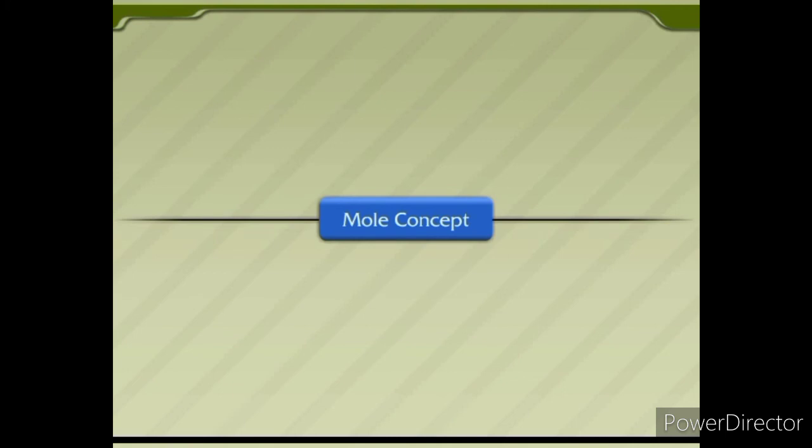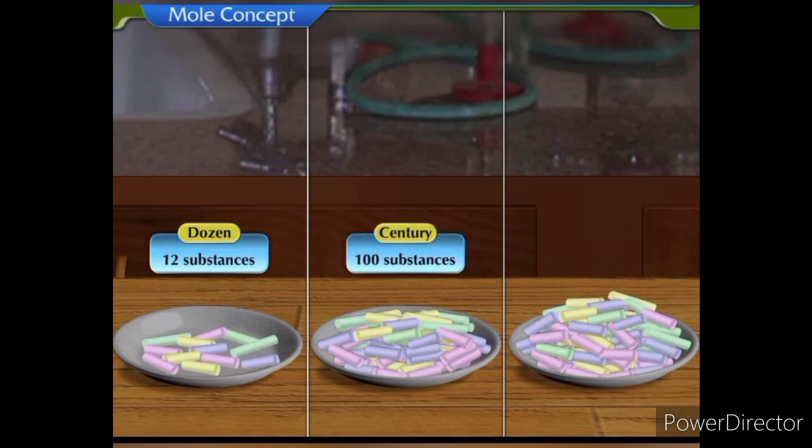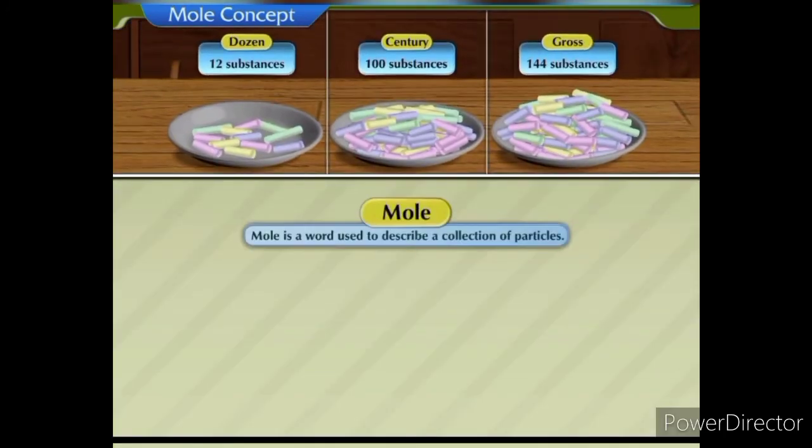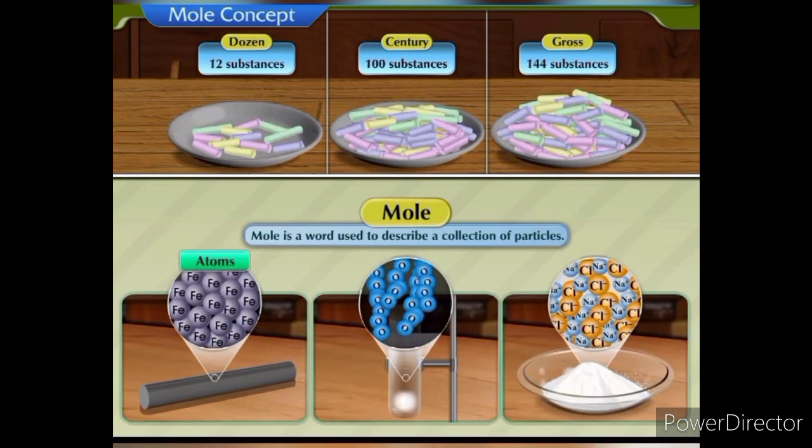Mole concept. We know that a dozen is a collection of 12 substances, a century is 100 substances, and a gross is 144 substances. As we use the terms dozen, century, gross, etc. to express a certain quantity of a substance, similarly, a mole is a word used to describe a collection of particles, that is, atoms, molecules, or ions.